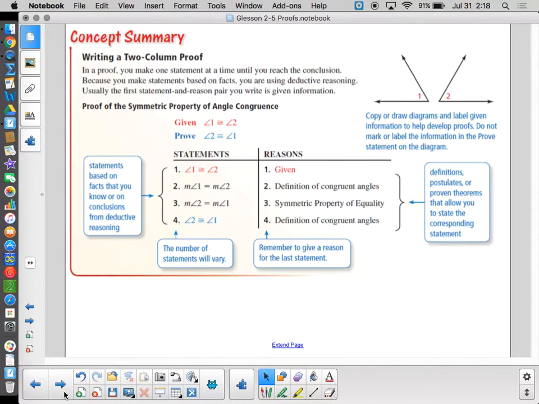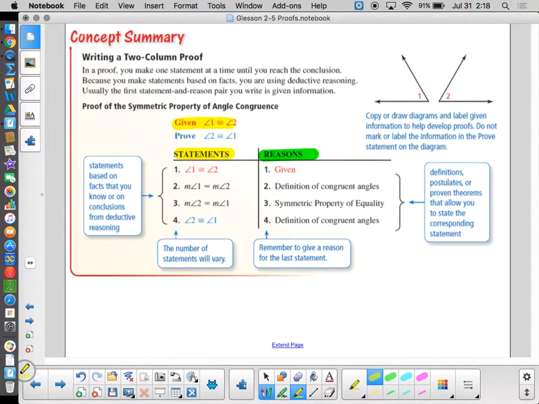All right, the concept summary of a two-column proof. A two-column proof in geometry basically works the same way that it worked with algebra. We have two columns. We have our statements on the left. We have our reasons on the right. We start with some given information. That gets plugged right in, and the reason is given.